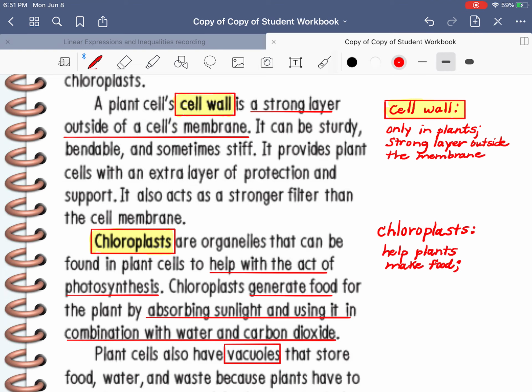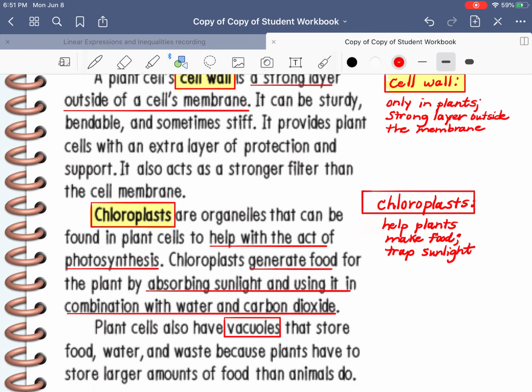They trap sunlight. Plants need sunlight to be a catalyst for that food making process. Chloroplasts trap that sunlight. You will not find chloroplasts in animal cells.